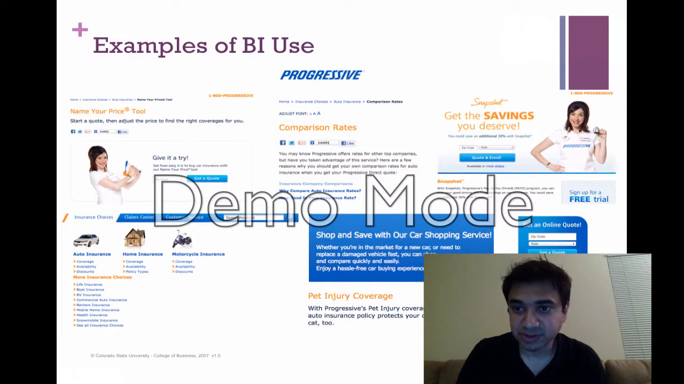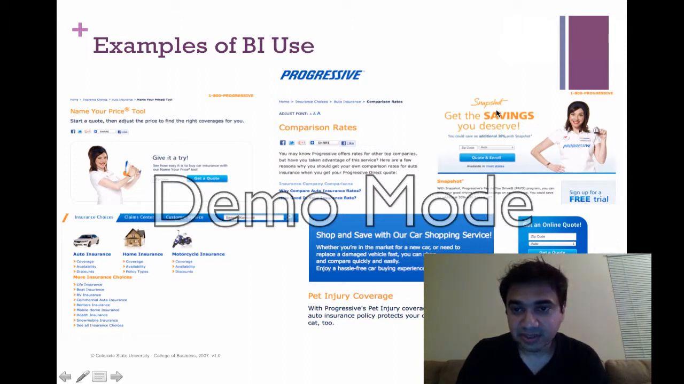And in order to do this, it's obviously business intelligence that's driving this functionality, where data from rules and data from its competitors is being analyzed, assessed, and a comparative presentation is being given to the customer.